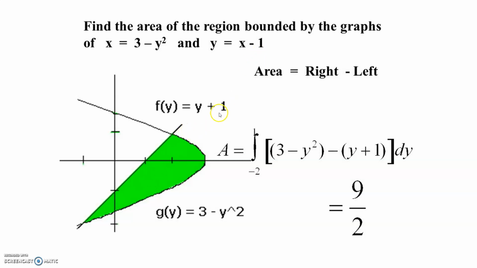We have the form x equal to y plus 1 and 3 minus y square, it is g of y. If we have to take from right to left, we have to take 3 minus y square minus y plus 1 dy. We know that integration of y square is y cube upon 3. Integration of y is y square upon 2. Lower and upper limit we have to put. We derive the final answer is 9 by 2, and it is a homework question. You have to solve it this way.